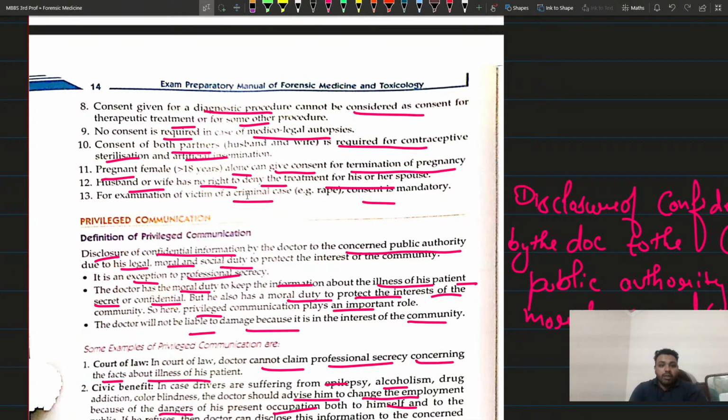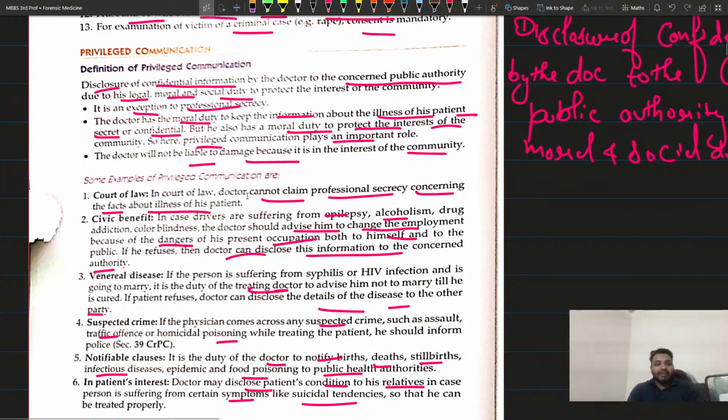Consent is mandatory. Coming to privileged communication: the definition, really, is the disclosure of confidential information by the doctor to the concerned public authority due to its legal, moral, or social duty to protect the interest of the community. It is an exception to professional secrecy. The doctor has a moral duty to keep the information about the illness of his patient secret and confidential.